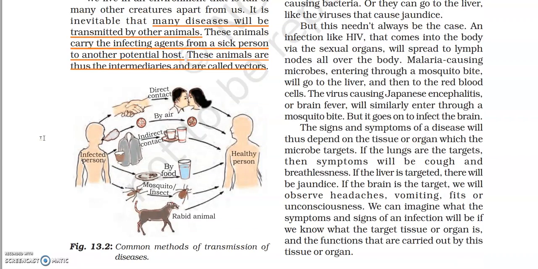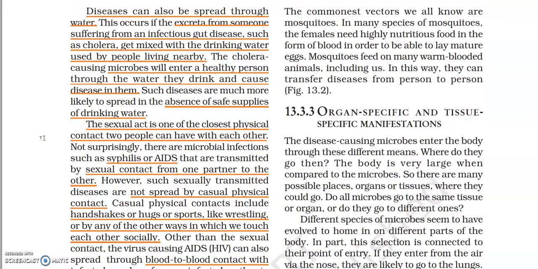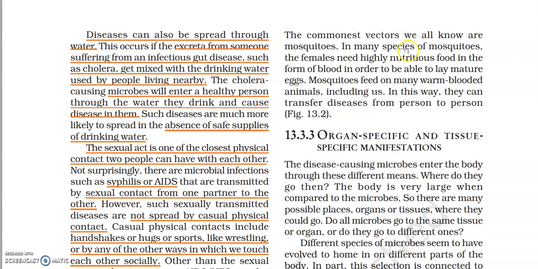So these are the methods of transmission of disease. All right. The commonest vectors we all know are mosquitoes. The female needs highly nutritious food in the form of blood in order to lay mature eggs. All right. Mosquitoes feed on warm-blooded animals, including us. I just gave you this example. In this way, they can transfer disease from one person to another person, right? So this is how vectors can transfer disease.